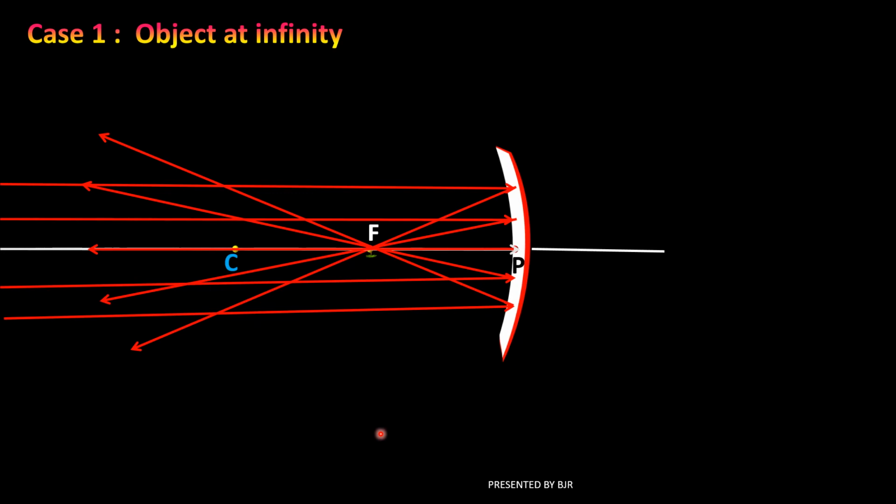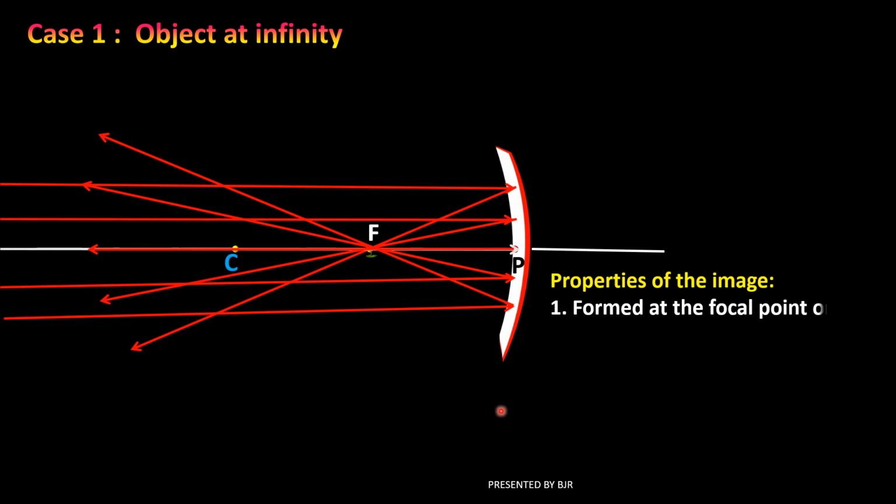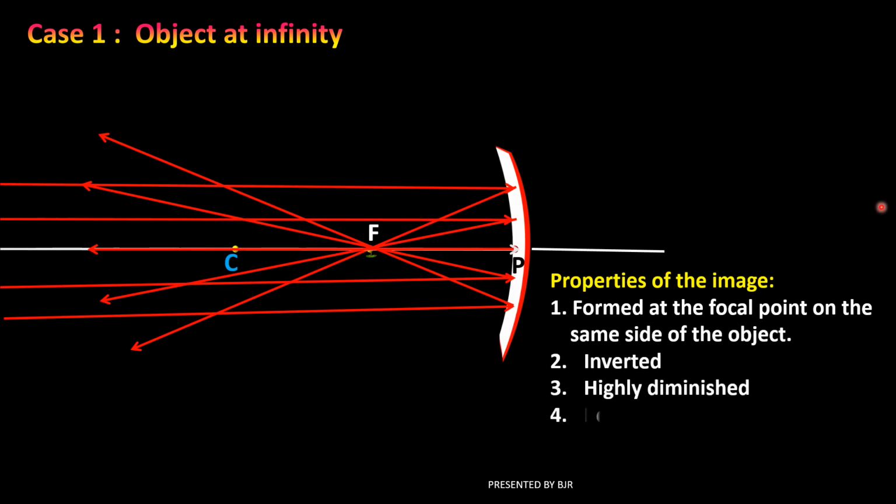Now let us write the properties here. Where the image has been formed here, I am using the same order, that is LOST. L means first I will write the property location. L means location, O means orientation, S means size, T means type. So here is the location where the image has been formed, in this case formed at the focal point on the same side of the object. See here, the image has been formed at the focal point here.